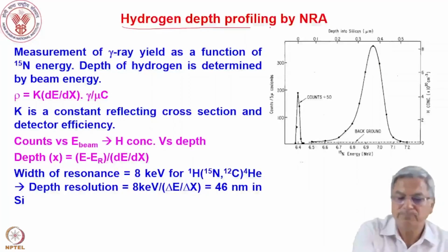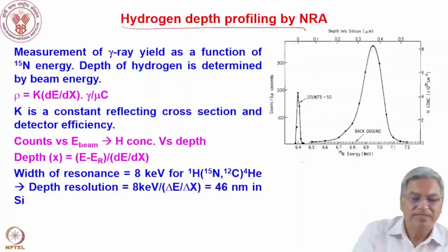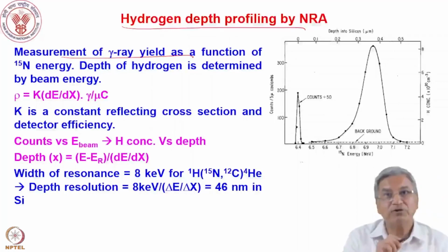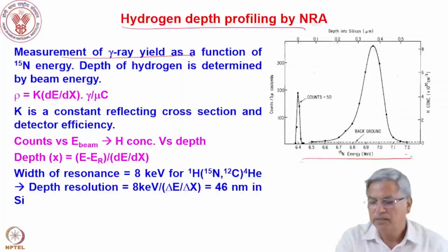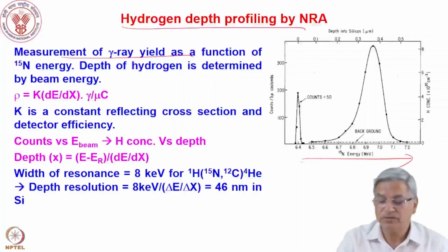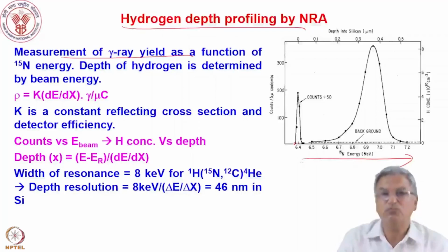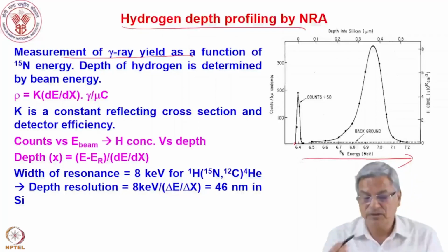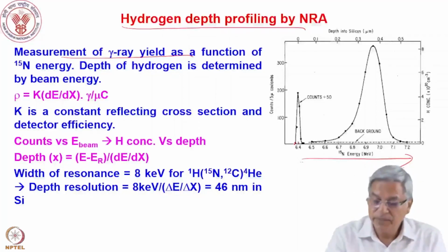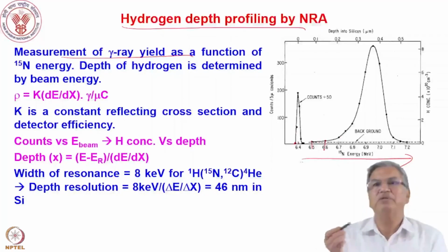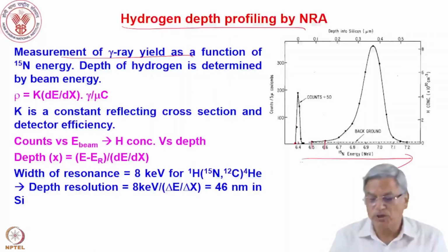So how do you get the depth profiling? As I already discussed, you measure the gamma ray yield as a function of nitrogen 15 projectile beam energy. You can see here the nitrogen 15 beam energy is increasing from 6.4, or you can go slightly lower, 6.3 or so, let's say 6.35. Each point here will be 6.5, 6.6, so 100 keV steps. You can go even lower, with smaller steps.